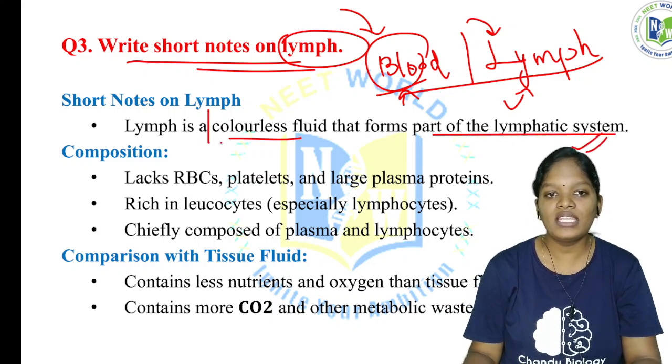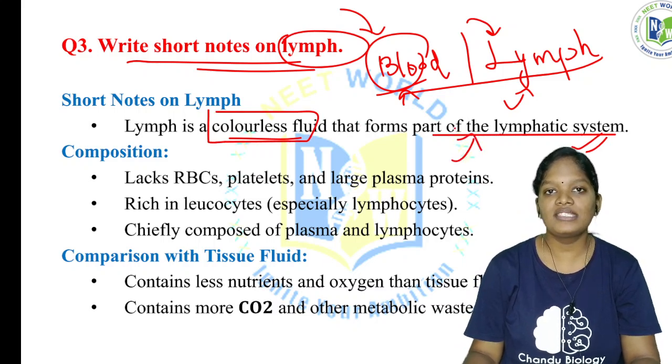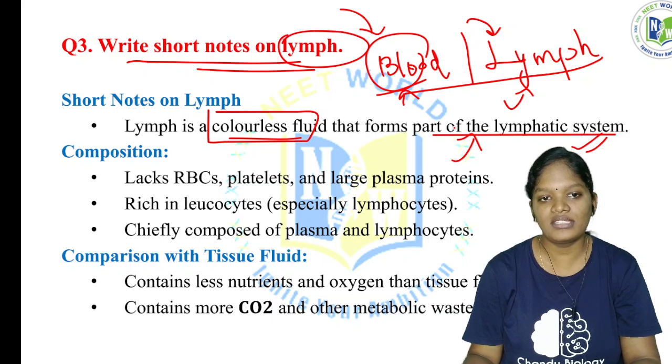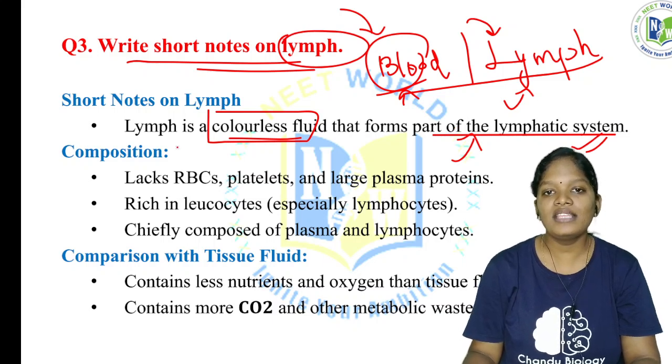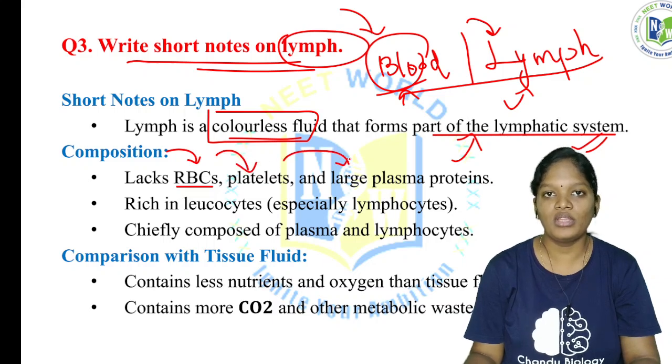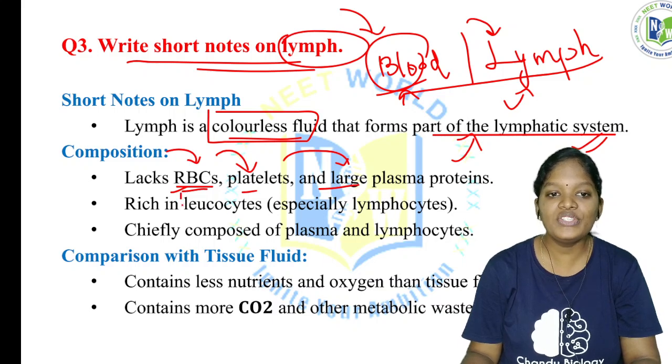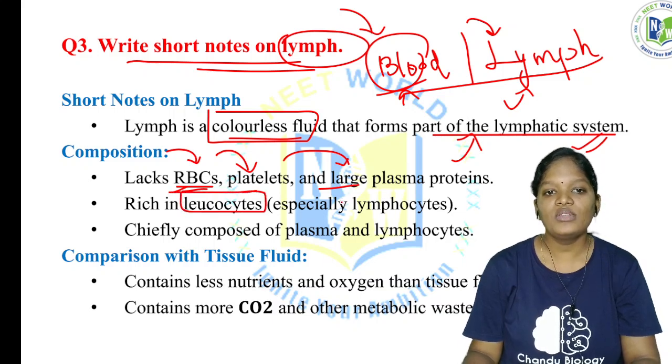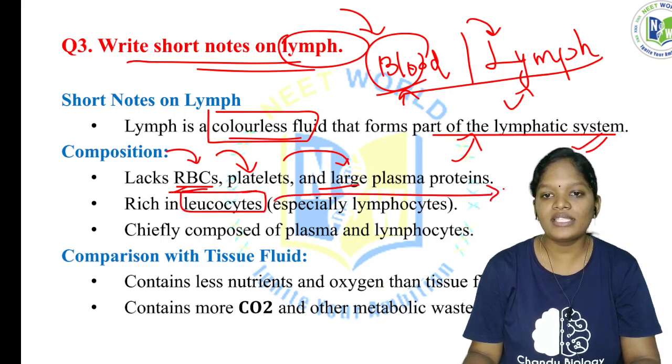So the lymph is nothing but a colorless fluid that forms the system called the lymphatic system. So what is exactly present in the lymph? There will be no RBC, no platelets, no plasma proteins. It lacks the RBC, platelets and large plasma proteins. It is rich in leukocytes, which are nothing but WBCs.